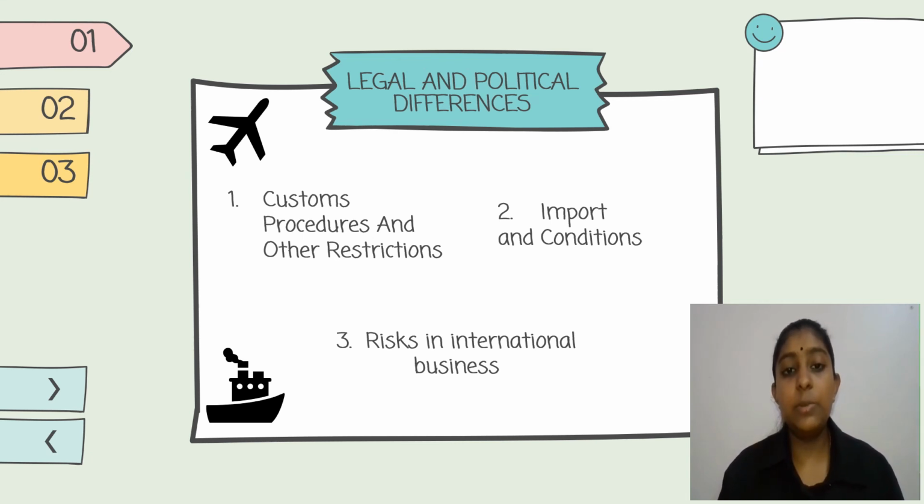First is customs, duties, and other restrictions. Every country wants to protect its industry. Duties are imposed to protect local industry as well as increase income. Import duties are imposed on imported goods. Quota is a limit imposed on imported goods so that imports do not exceed the limit. Embargo prohibits import of goods from certain countries because of political factors.